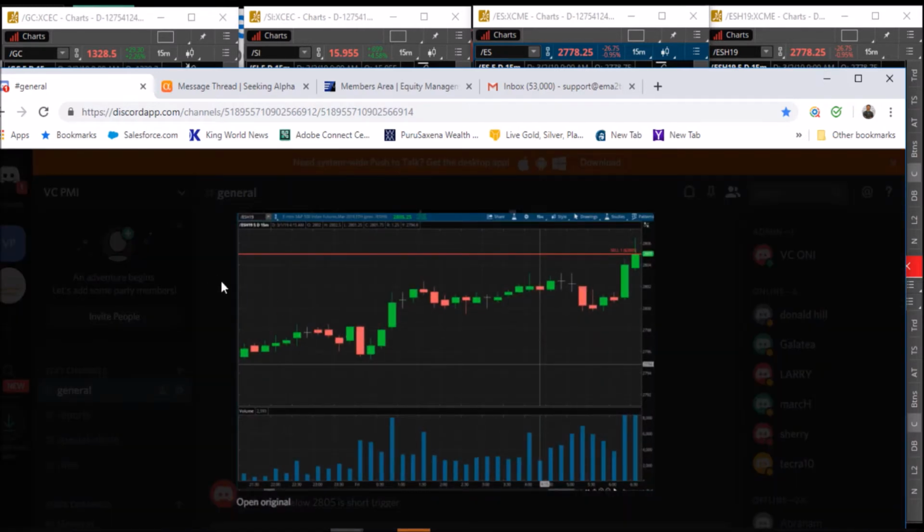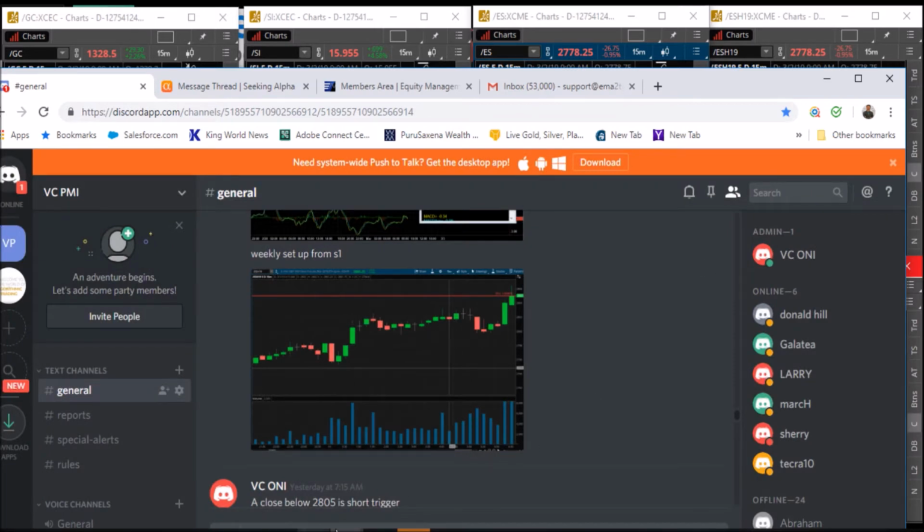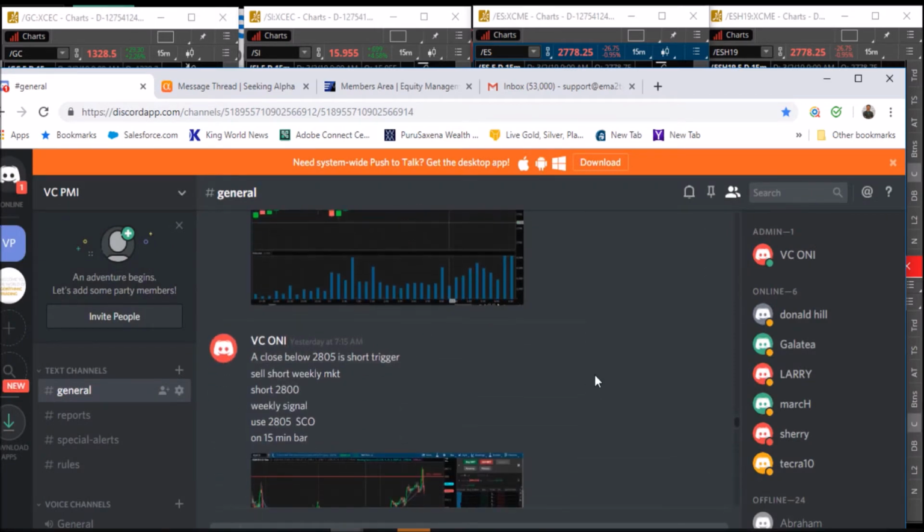In here, basically, this was the weekly chart that we're using. When you see on the chart, we're using the thinkorswim platform, by the way. The /ESH19 is the weekly indicator, the weekly chart, and we apply the weekly indicators to this weekly chart. And I make comments on it, and basically throughout the day, I give indications in terms of the activation of the VCPMI. And I say here a close below 2805 is a short trigger.